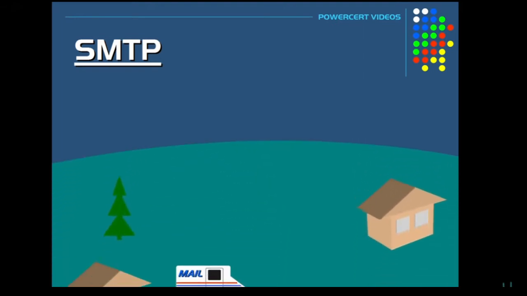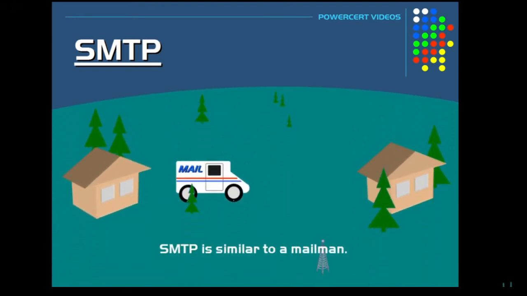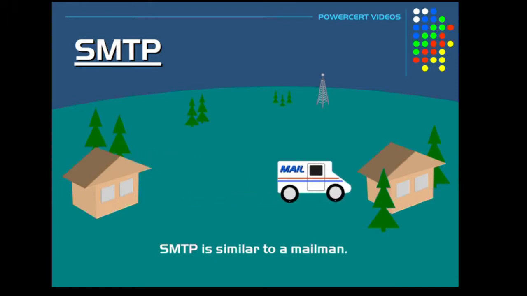So in conclusion, basically SMTP is similar to a mailman. The mailman picks up the mail from your mailbox at your home and then finds the correct route and then delivers it to the destination mailbox.